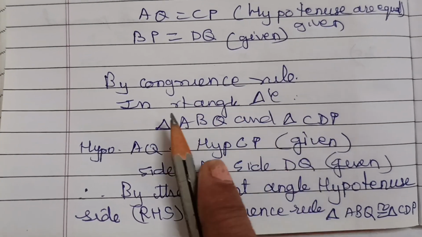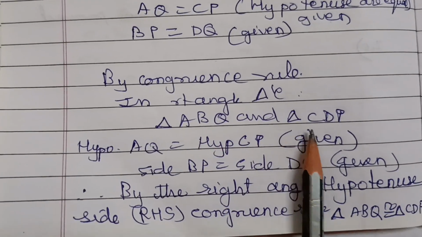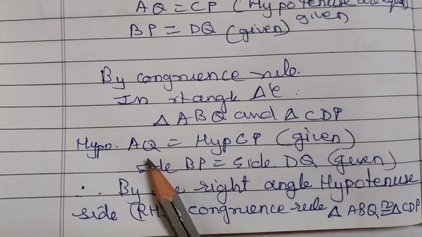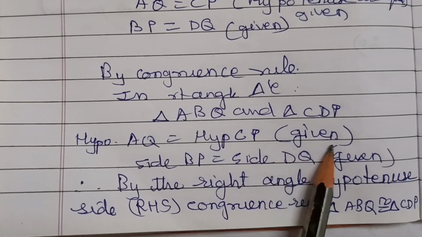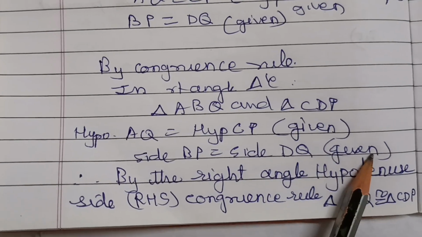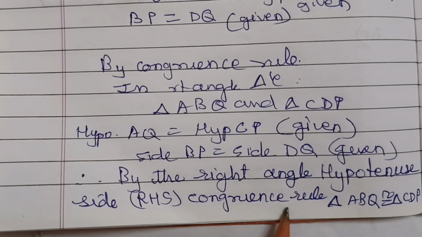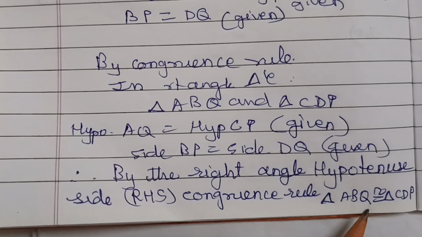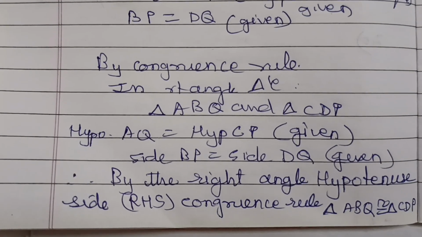By congruence rule, in right angle triangles ABQ and CDP, hypotenuse AQ is equal to hypotenuse CP, which is given. Side BP is equal to side DQ, which is also given. By the right angle hypotenuse side RHS congruence rule, triangle ABQ is congruent to triangle CDP.